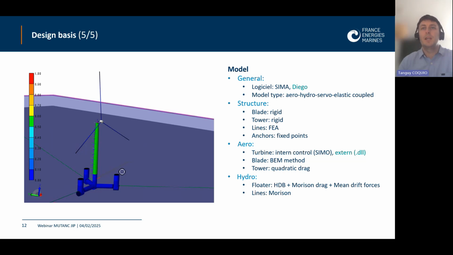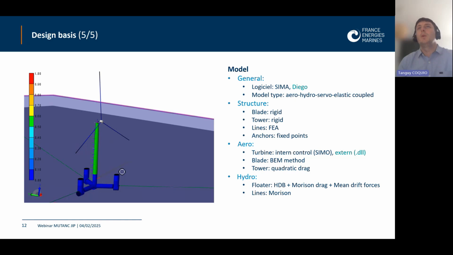For the aerodynamics, the turbine is controlled with an external controller in Diego, but with an internal control in CIMA. The blades are represented with the BEM method, and the aerodynamics on the tower is represented by quadratic drag elements. For the hydrodynamics, the floater is represented with a classic potential radiation diffraction analysis with an HDB, to which we add Morison drag elements to account for viscous drag on the floater, and the mean drift forces are taken into account with the Newman method. For the lines, there is also additional drag considered with Morison elements.